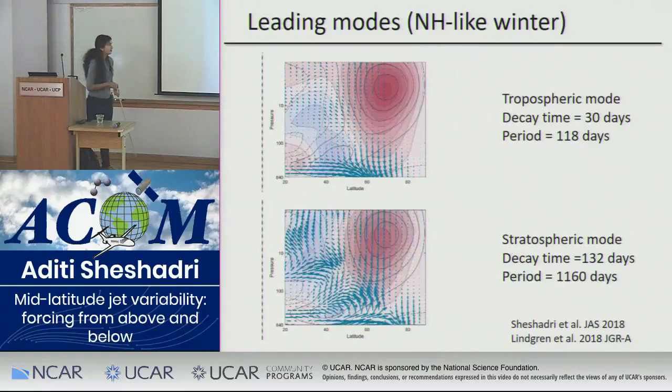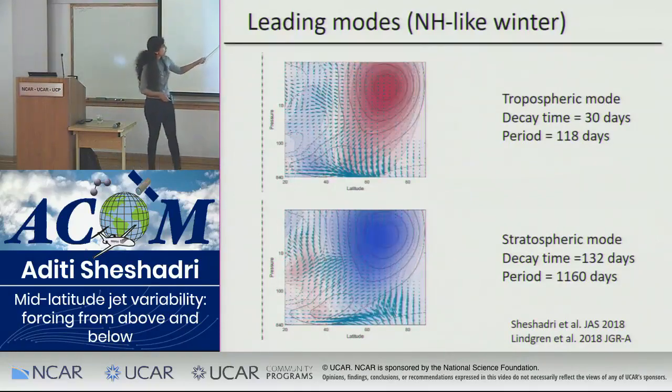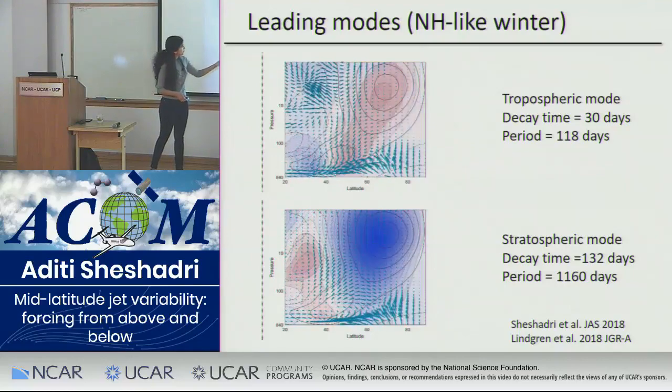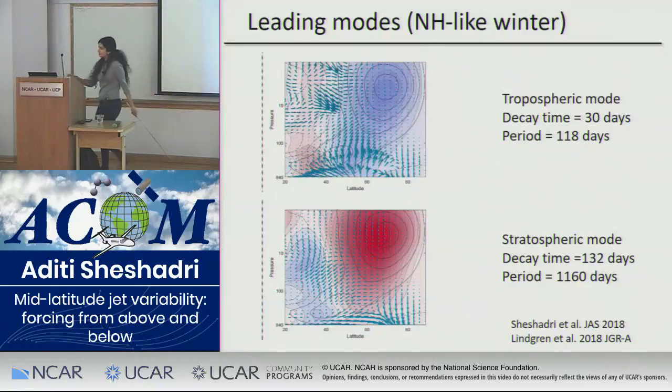Now, if we do the same thing for a Northern Hemisphere-like situation, here is the leading tropospheric mode again, where you see these forward propagating anomalies. Now, if we look at the leading stratospheric mode instead, which for some reason has stopped playing, I always have trouble with these videos.